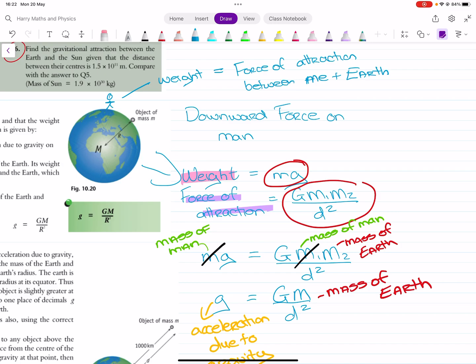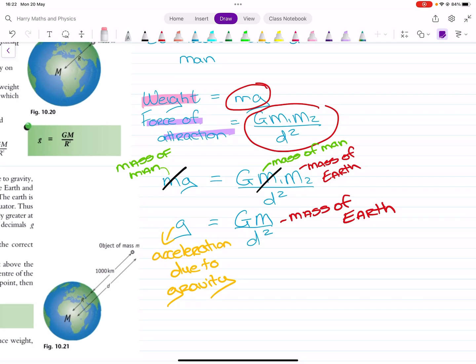And the force of attraction, we now know, is G m1 m2 over d squared. So if you equate them, you can drop the mass of the person. I'm calling it the mass of the man here. And you create this new equation. I call this the baby g, big G. So baby g, which is acceleration due to gravity, is equal to big G, which is the constant, multiplied by the mass of the Earth. Obviously it depends, if the person was on Jupiter, that would be the mass of Jupiter. And then divided by the distance between the objects squared, which in this case would just be the radius of the Earth. So it's just another nice formula there.